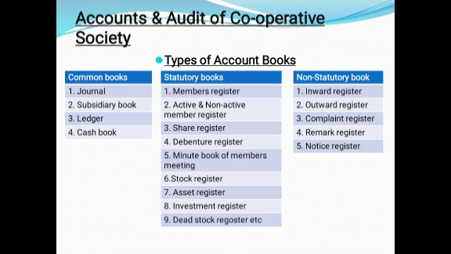Then complaint register. If you have any complaint from your society from any members, that complaint is registered in their particular register book in the name of the complainant. Then remark register. Remark means if you have any suggestion or any guidelines or comments, those have to be recorded in the remark register.